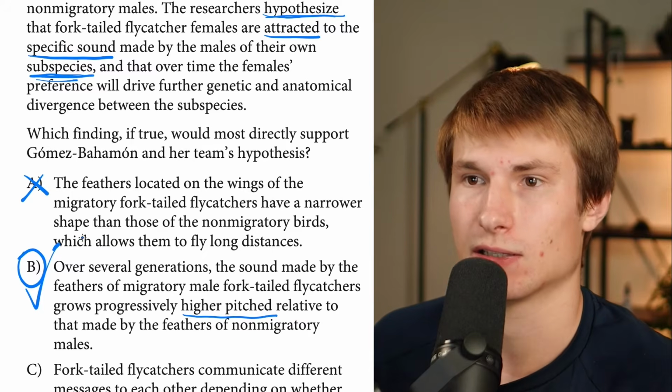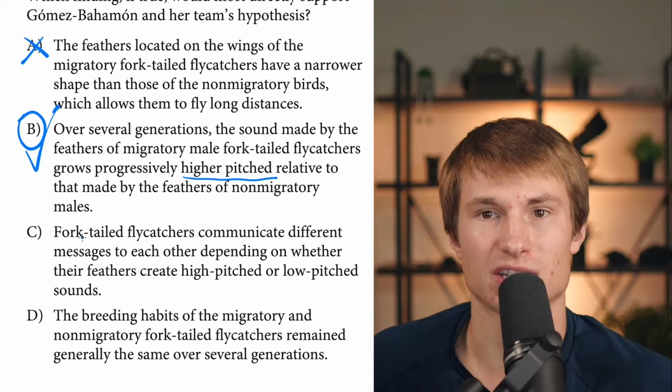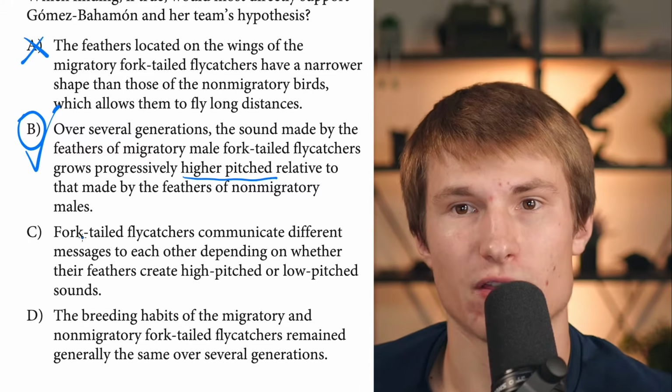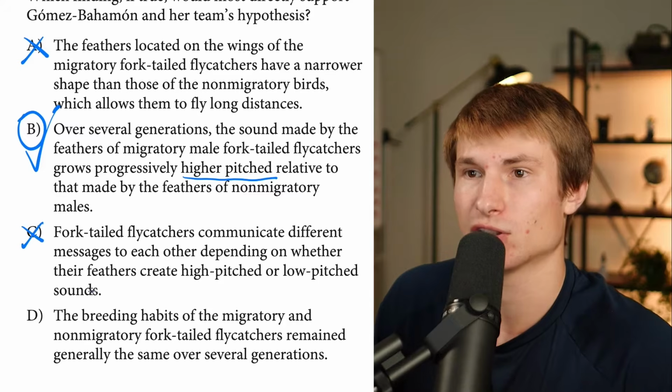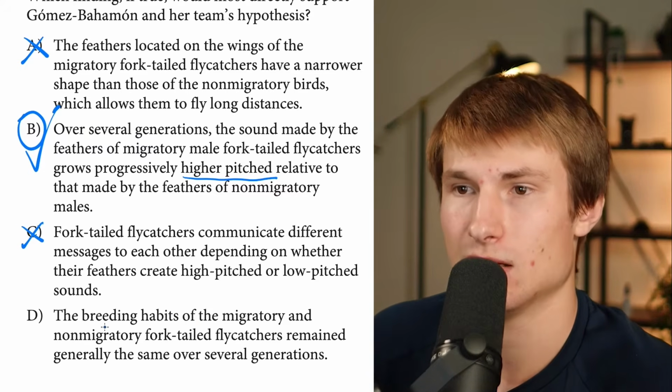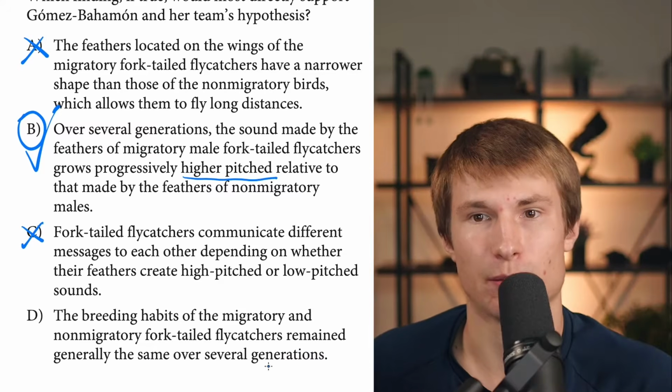We'll quickly take a look at C and D, and we can show why those are wrong. We have C, fork-tailed flycatchers communicate different messages to each other depending on whether their feathers create high-pitched or low-pitched sounds. Well, that's not talking at all about reproduction, so we can get rid of C. If we take a look at D, the breeding habits of the migratory and non-migratory fork-tailed flycatchers remain generally the same over several generations.